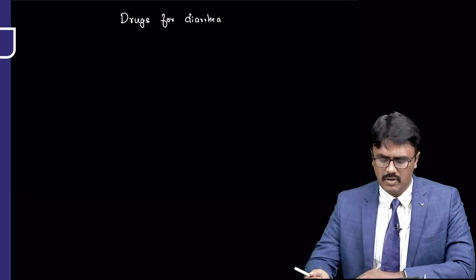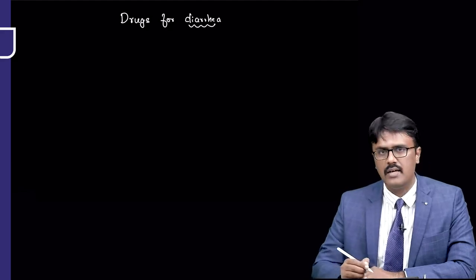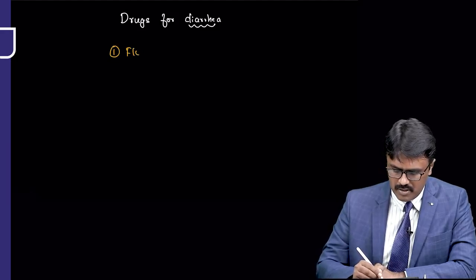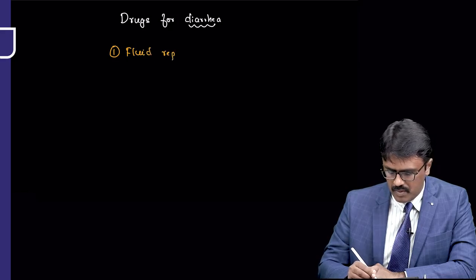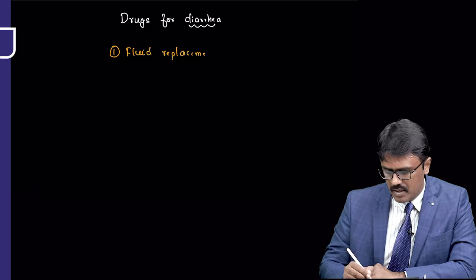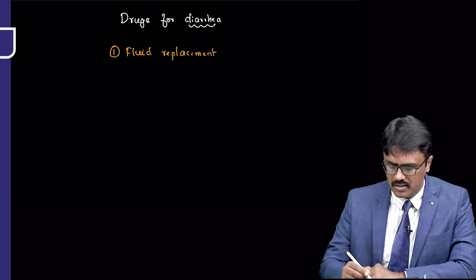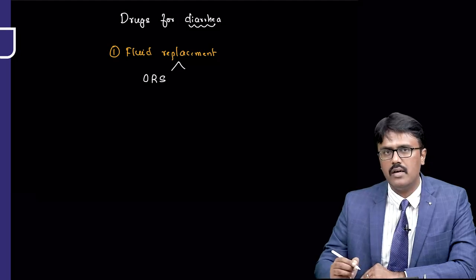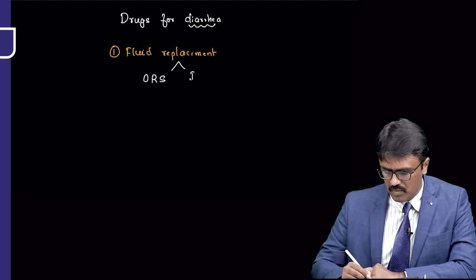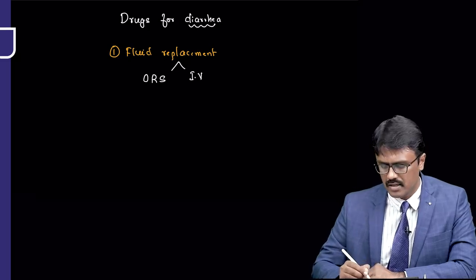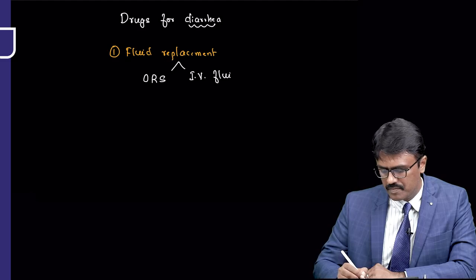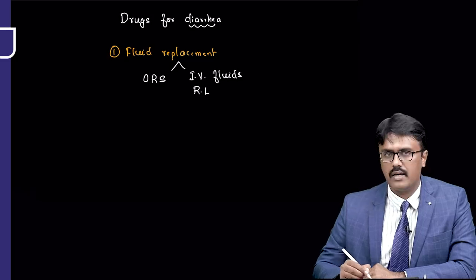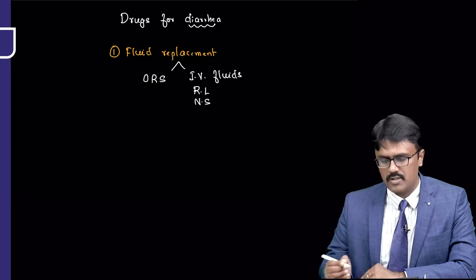electrolyte imbalance. So whenever you manage diarrhea, what you need to take care of first is fluid replacement. So you have to replace the fluid. Now the fluid replacement can be done in two ways. If the patient is taking orally, we can give a solution called oral rehydration solution. If the patient is not able to take orally and is severely dehydrated, then I have to give IV fluids. The IV fluids which are commonly used are RL, that is Ringer lactate, and normal saline. These are the two things.